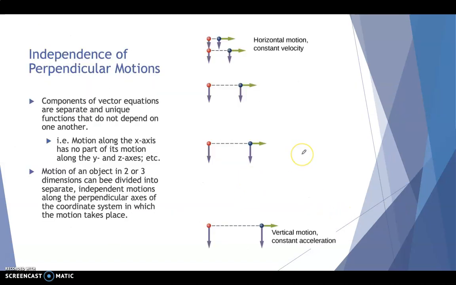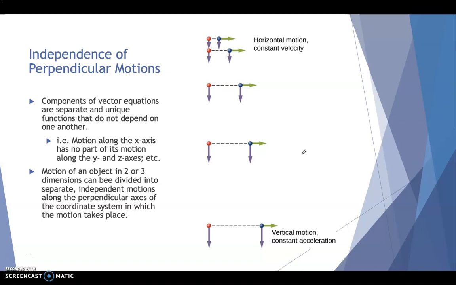All right, moving on. So this is just an idea we need to remember. It is the independence of perpendicular motions. Okay, so components of vector equations are separate and unique functions and do not depend on one another. So motion along the x-axis has no part of its motion along the y and x axes, etc.